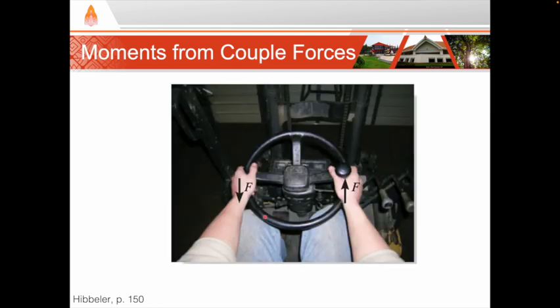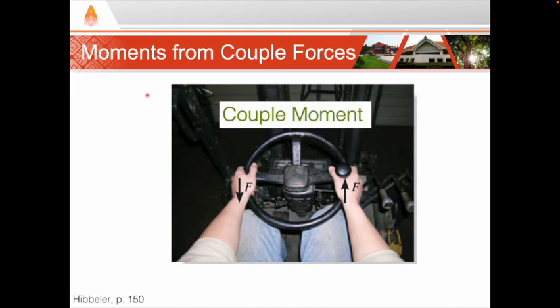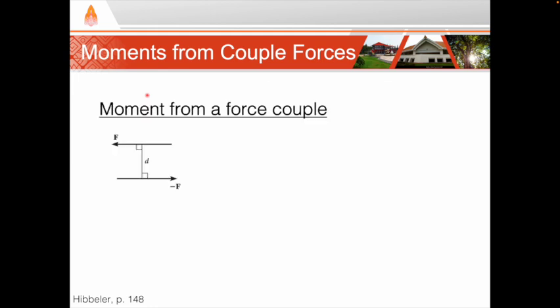For example, consider this steering wheel. Pushing and pulling on the steering wheel with equal forces will mean that the wheel cannot move forward or backwards, but it will turn. The moment caused by a couple force is called a couple moment. And just like before, we can find a couple moment using scalar or vector analysis. For scalar, it is F times d, where d is the perpendicular distance between the two forces.